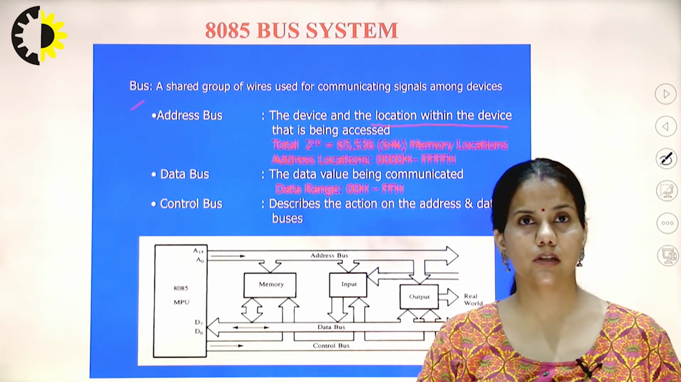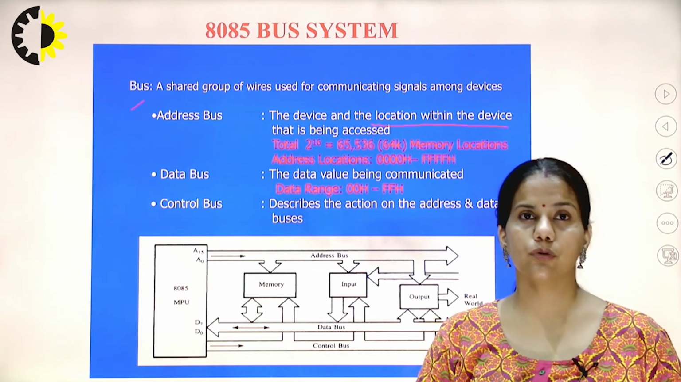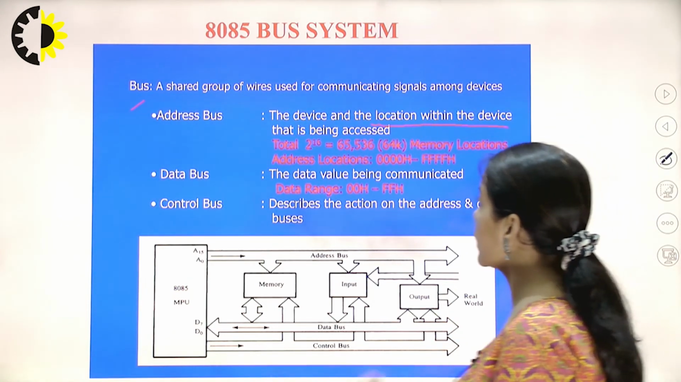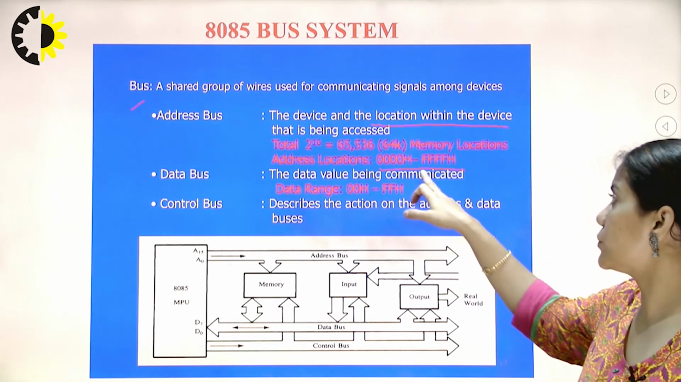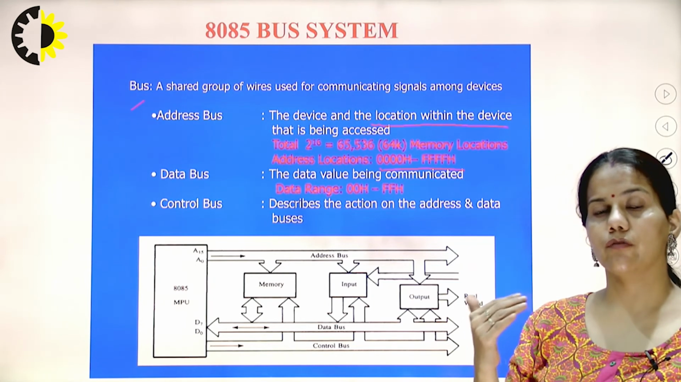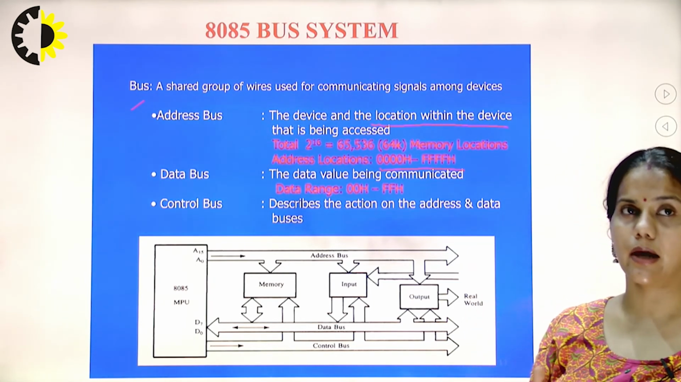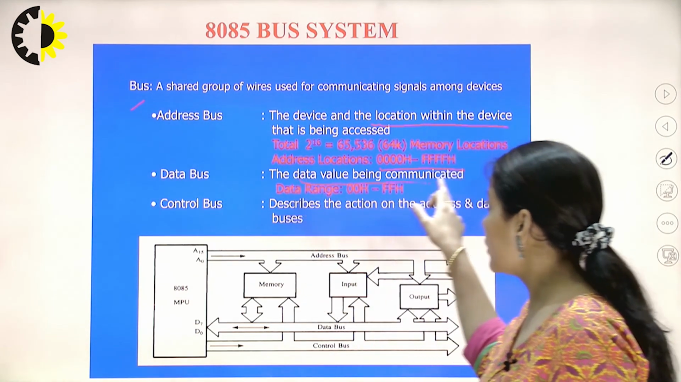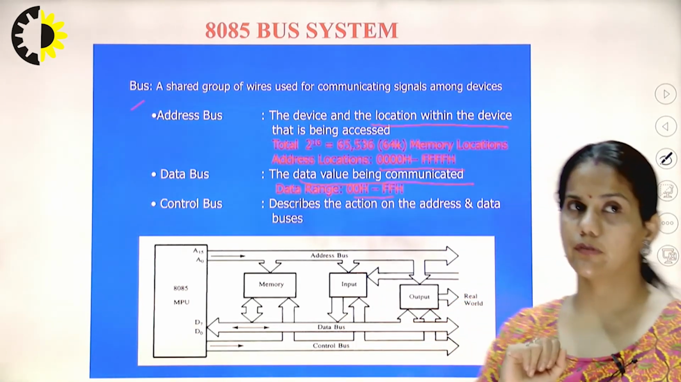So using the 16 bits of address, it can access 2 raised to power 16 memory locations. That is 64 KB, that is 0000H to FFFFH. So this is the address range of the memory locations that can be accessed using the 8085 address bus. Data bus value being communicated is in the range of 00 to FFH.